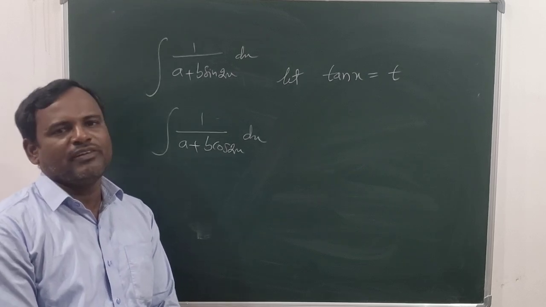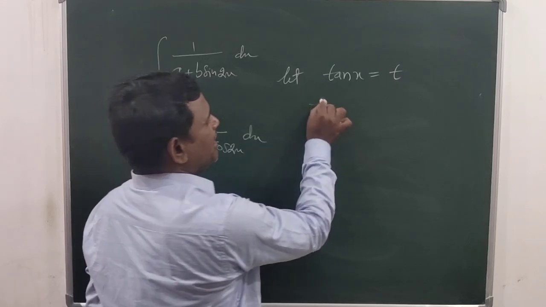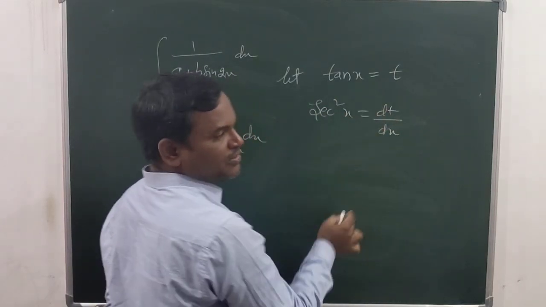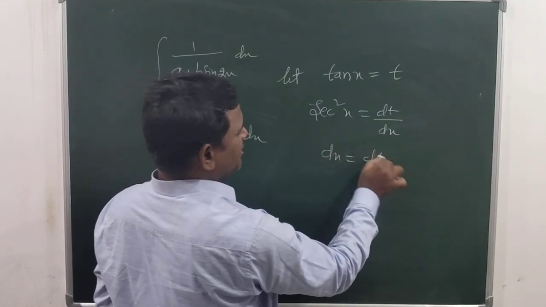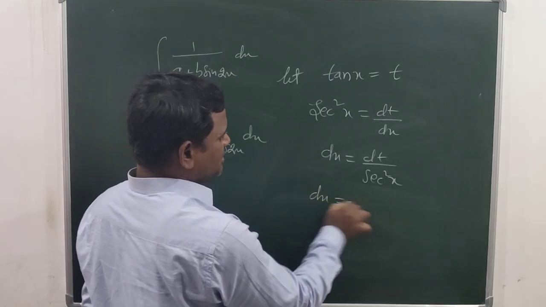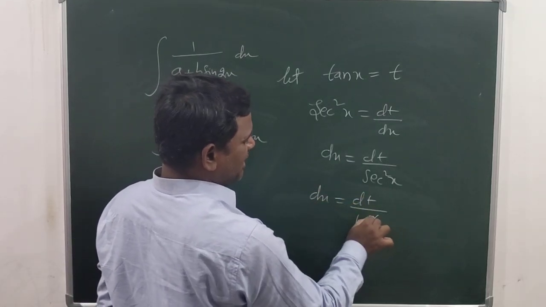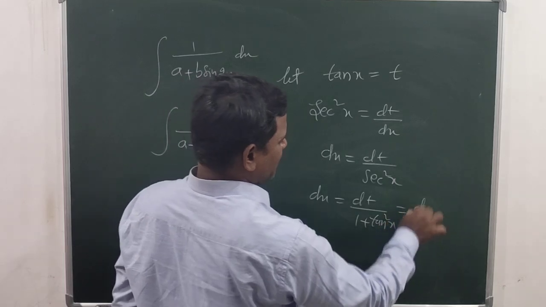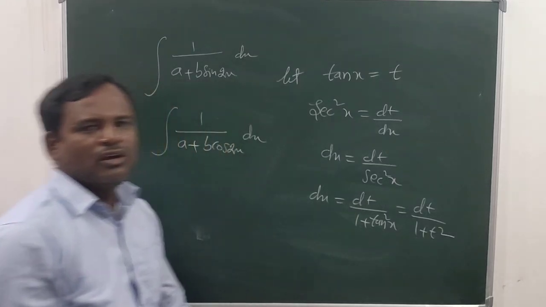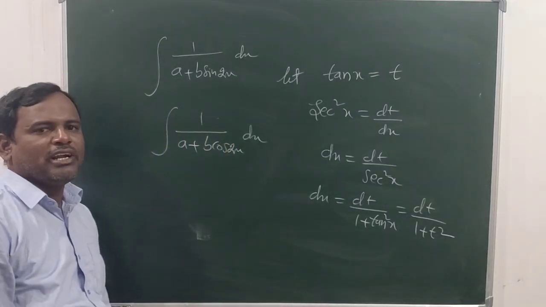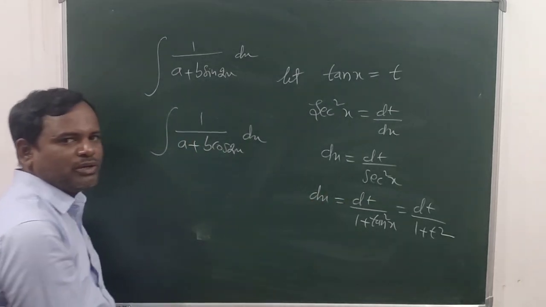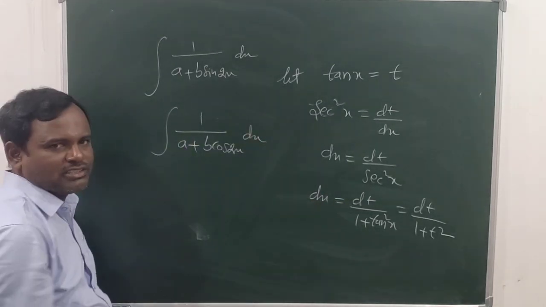Now do the derivative on both sides with respect to x. Tan x derivative is secant square x, which is equal to dt by dx. Now make dx the subject, you get dt by secant square x. Dx equal to dt by secant square x, which can be written as 1 plus tan square x, which is equal to dt by 1 plus t square. Okay students, what do you have to write in the place of dx? dt by 1 plus t square. How is dx equal to dt by 1 plus t square? I gave you the reason.